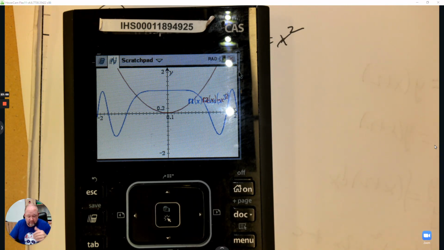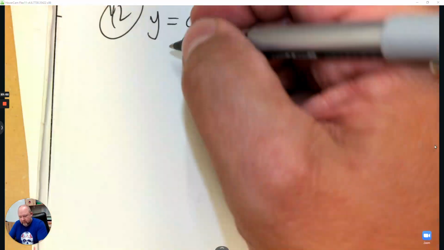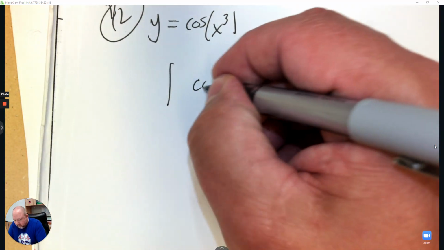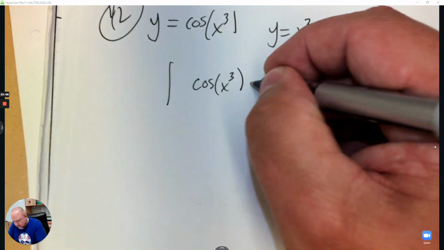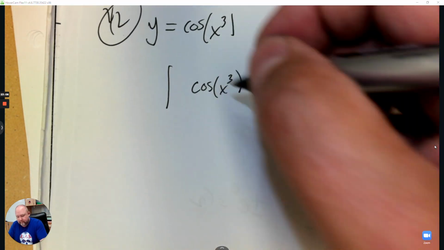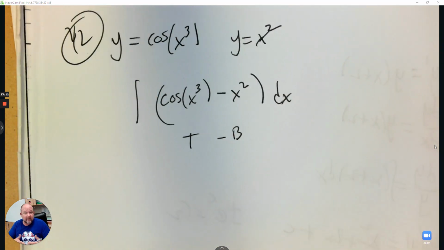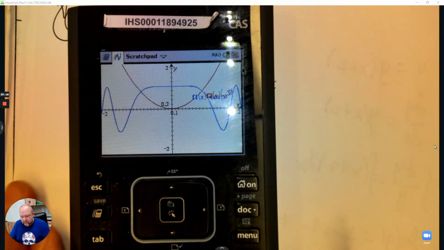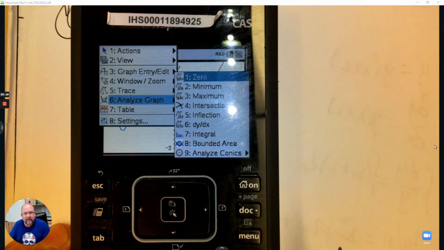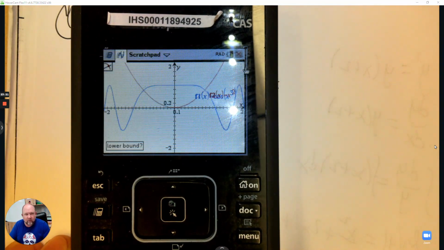So first I want to know what's on top and what's on the bottom. So start there. So to integrate, it's cosine x cubed minus x squared. That's top subtract bottom. Next, I need to know the bounds. So we're going to use your calculator for that. So press menu, analyze, and point of intersection, which is 4.